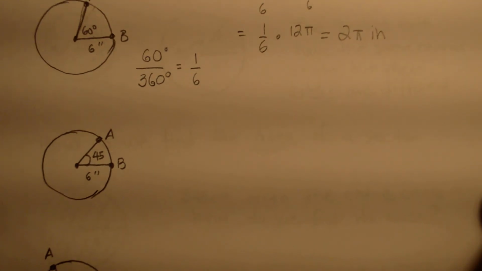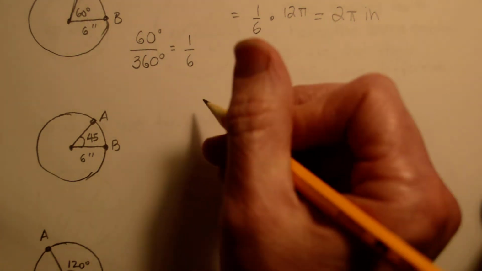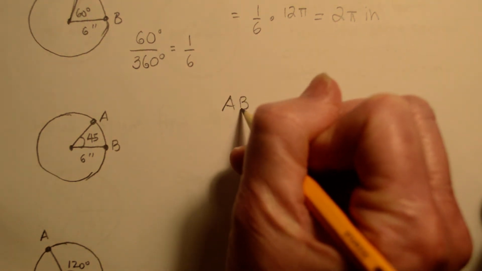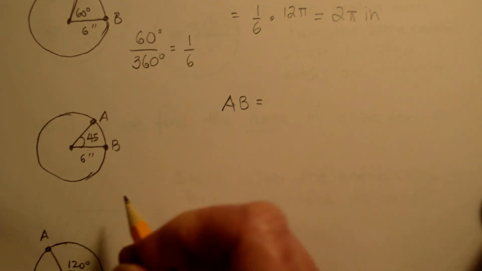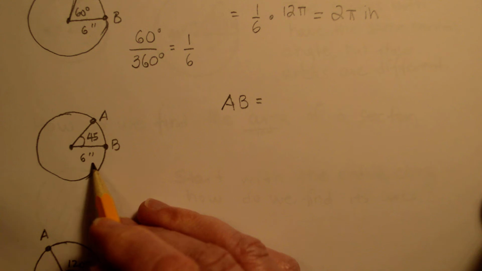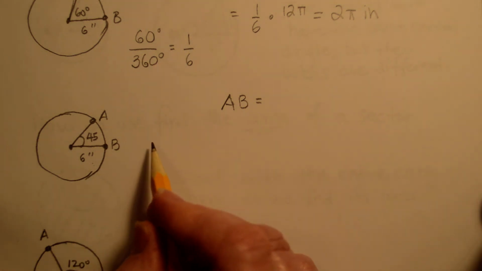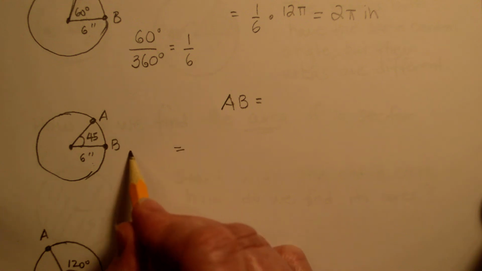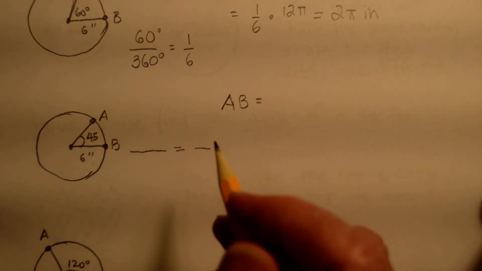All right, let's try the next one here. If we were to find the length of arc AB, and I keep using the same letters but changing the angle, this one's got a 45-degree angle, still a 6-inch radius. So what fraction of the circle would we be talking about? I'm stopping so that you can think.